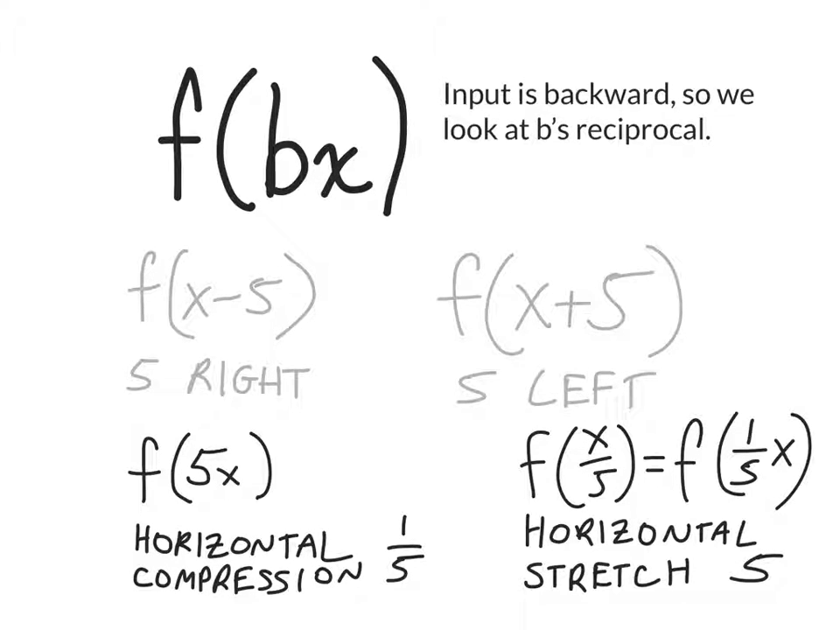So, notice that the reciprocal of the horizontal stretch or compression factor is right in front of the x, so we're multiplying it, and it's inside the function. And so f of 5x is a horizontal compression by a factor of 1/5, and f of x divided by 5, which is the same as f of 1/5 x, is a horizontal stretch of 5.